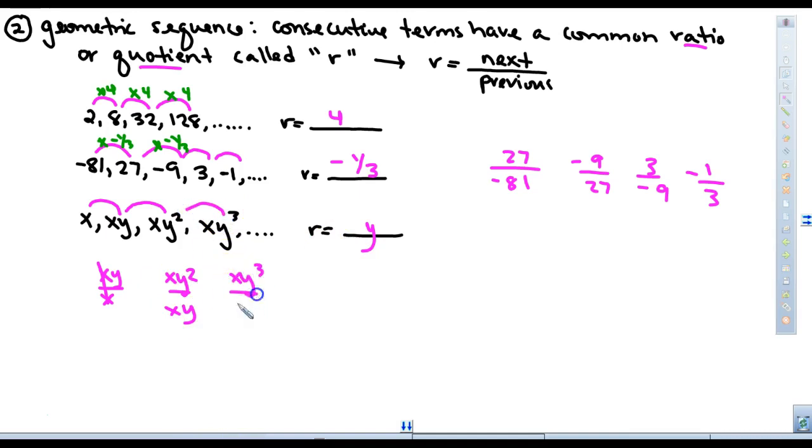xy cubed divided by xy squared. That leaves you with y as well. Okay? So that is your geometric.